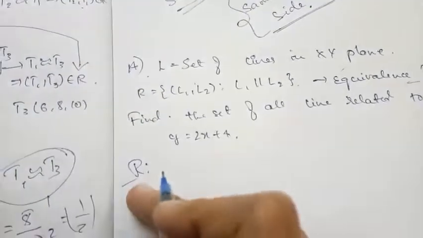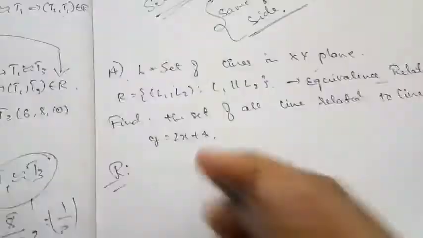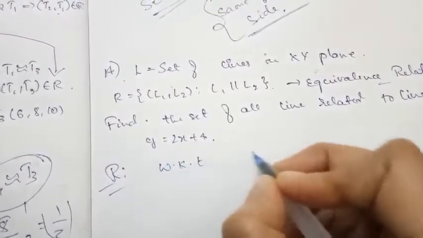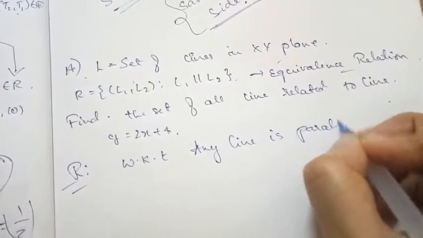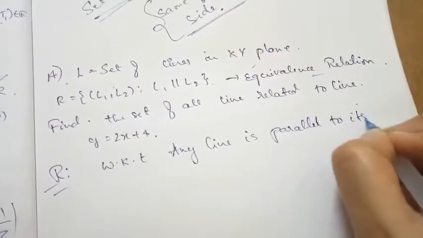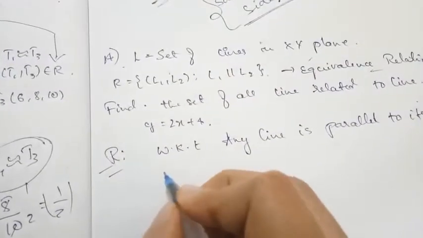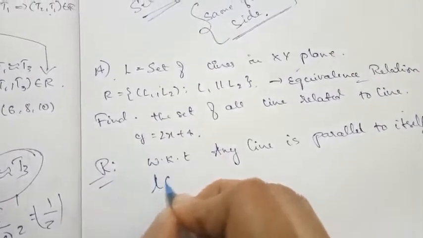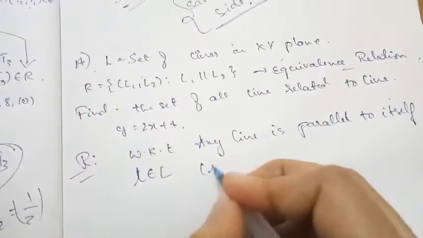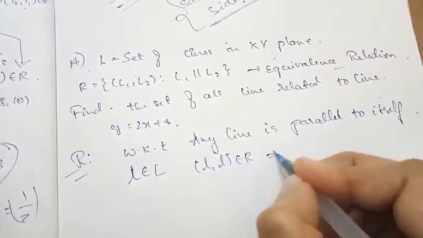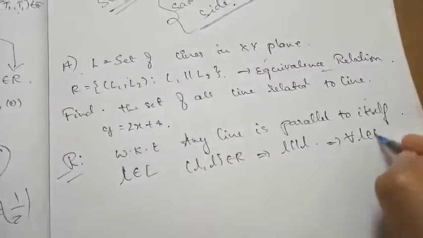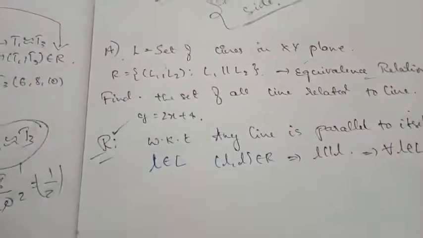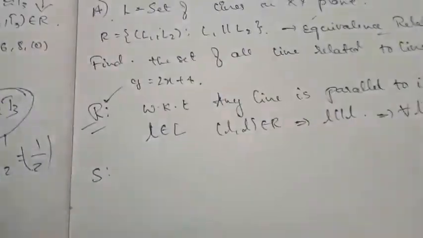In the reflexive relation we are checking with itself. We know from earlier that any line is parallel to itself. Any line is parallel to itself. This is the known concept. So if I take any line L belonging to the set L, then (L, L) belongs to the relation because L is parallel to L itself. What does that imply? For all L belonging to the set L, (L, L) belongs to the relation. So the given relation is a reflexive relation. Next, let us check for symmetry.